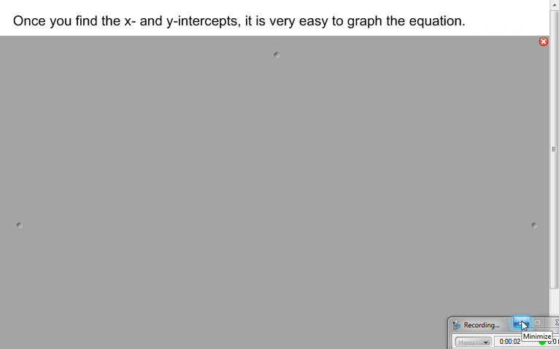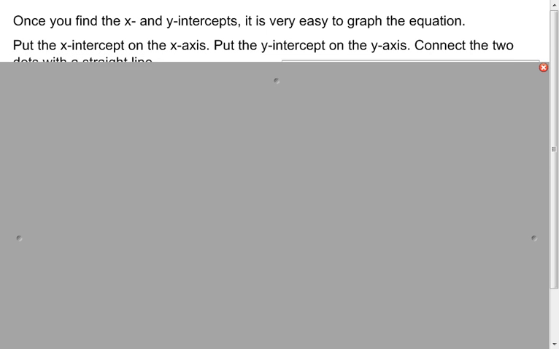All right, we'll keep going with part 2 here of the video. Once you find the x and y intercepts, which we did at the end of part 1, it's really easy to graph the equation. We don't have to make a table of values. We don't have to use slope to count boxes or anything like that. We just find the x and y intercepts, and then this is your process.